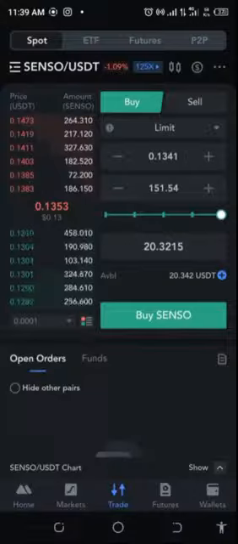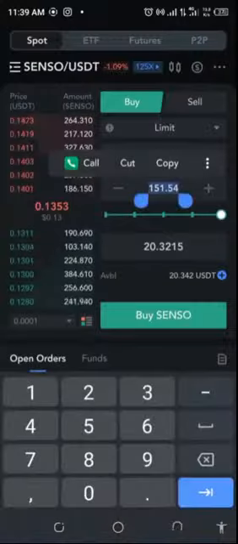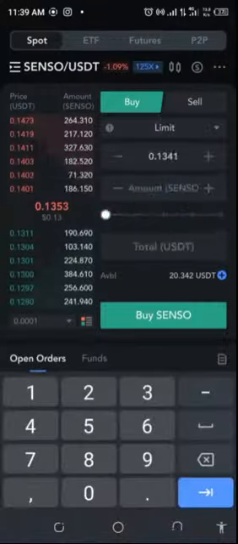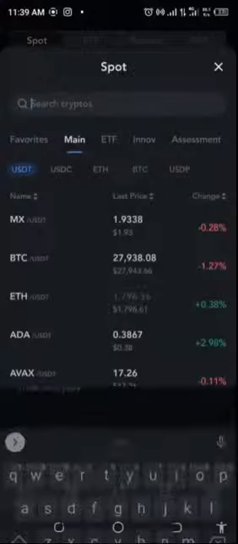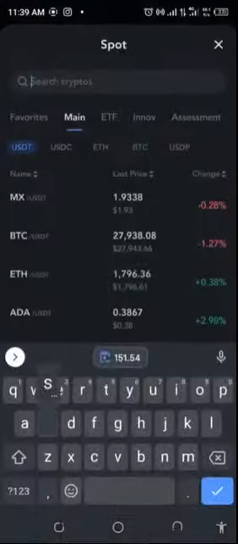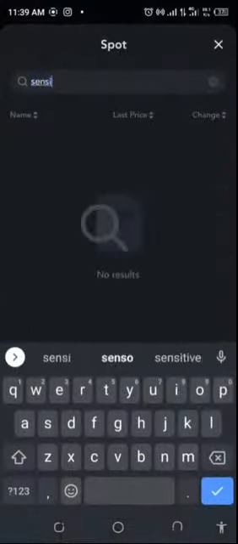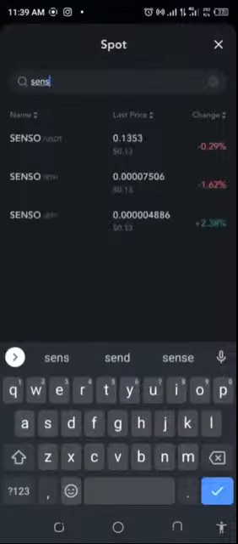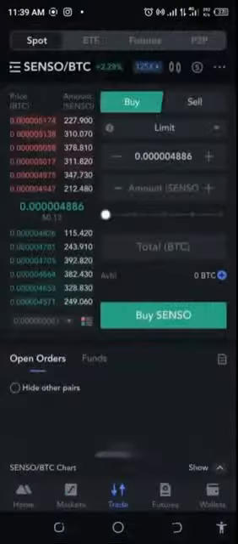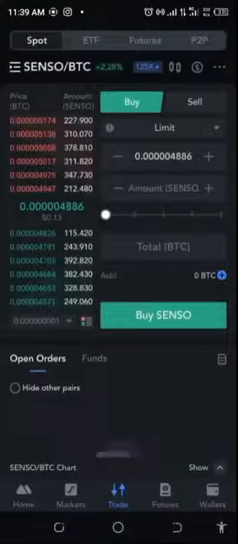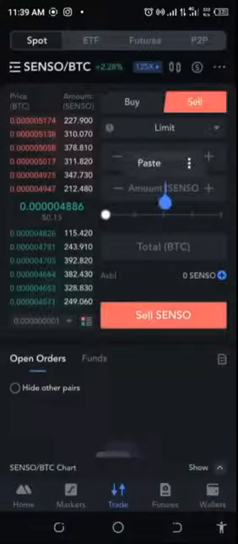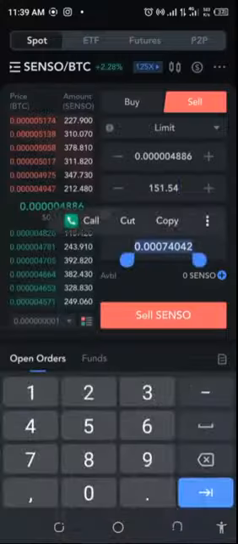So we have, what do we have here? We've got 151.54. Okay, let's copy that. And then let's quickly go and change this to, let's see, Senso BTC. Senso BTC. So let's quickly change that and see what do we get. Okay, so we put that in there. And then we copy that out.